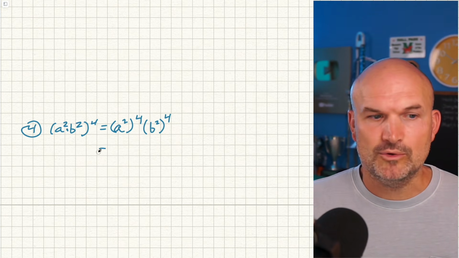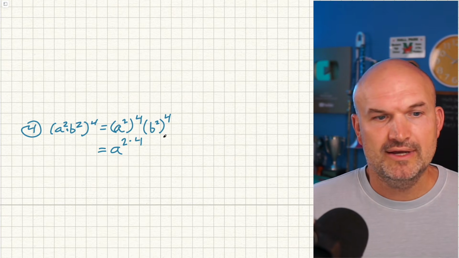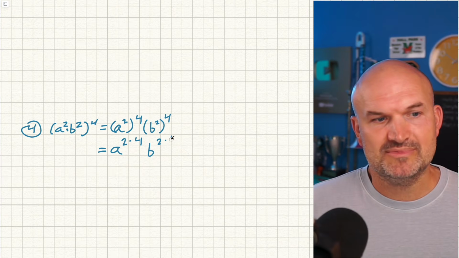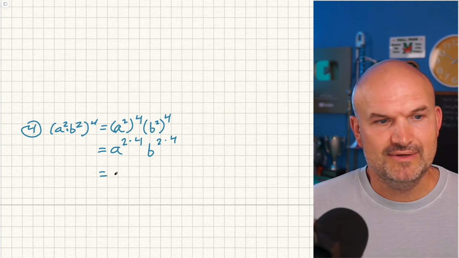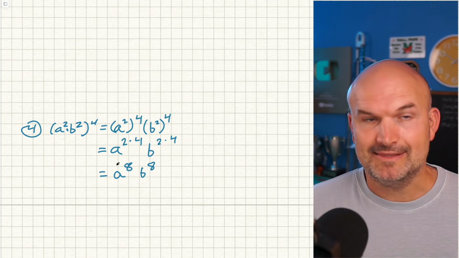Again, knowing the power rule, all we're simply going to do is multiply those. So that would be a to the 2 times 4, and this would be b to the 2 times 4. Yeah, I did the same. Okay, so therefore, that's going to be a to the 8th times b to the 8th.